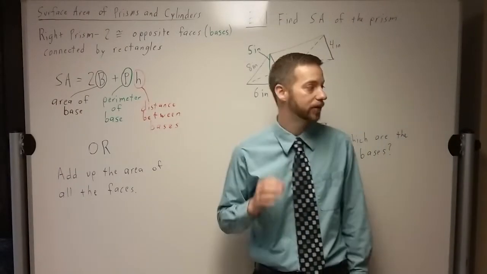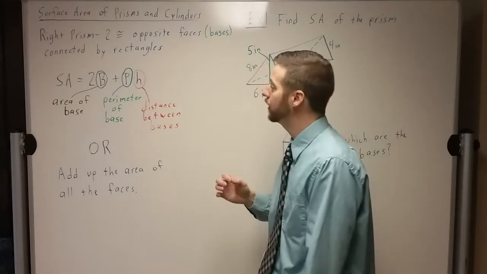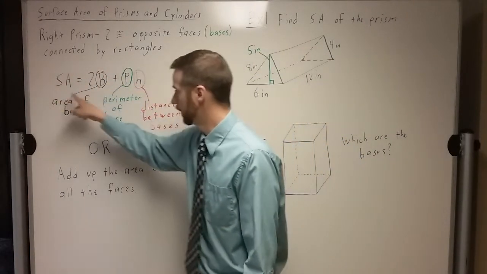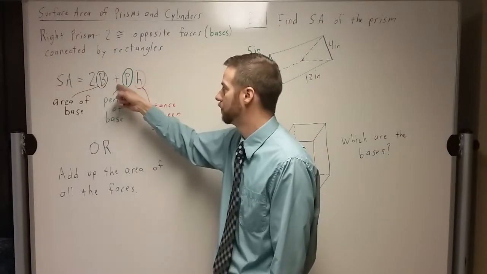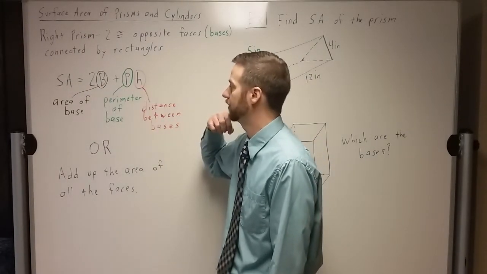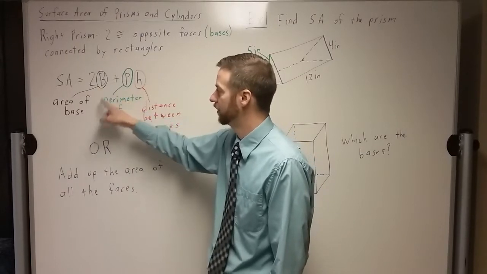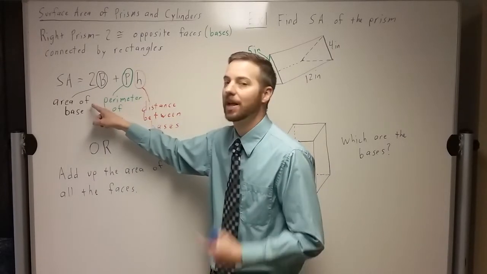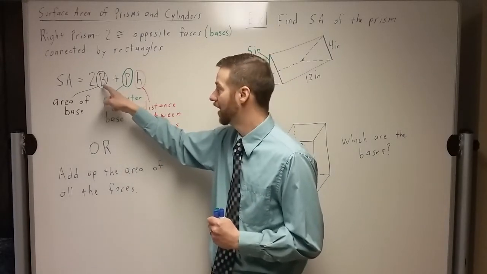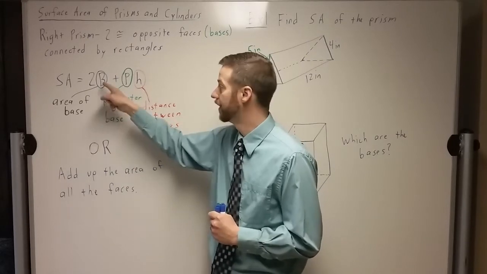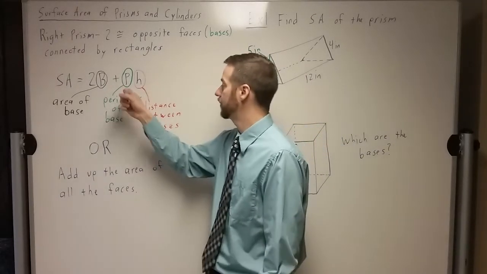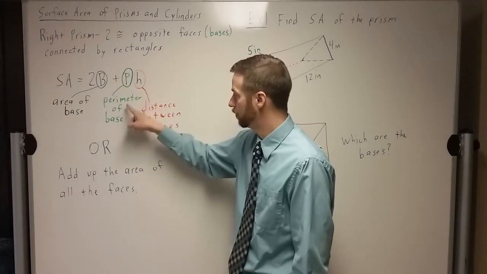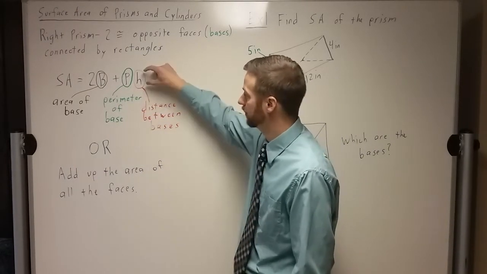So how do we find the surface area of one of these? Well, we've got a formula here, but I have it broken down into pieces. We have 2 times capital B plus capital P times H. Capital B stands for area of the base. This is the thing that a lot of people mess up on. This is not a length. This is an area. Capital B stands for the area of the base. Plus the perimeter of the base, that's what capital P stands for, times the height.